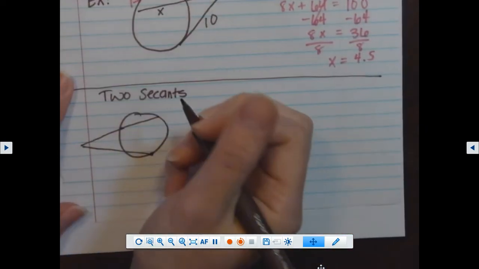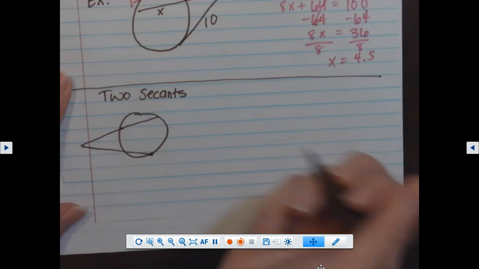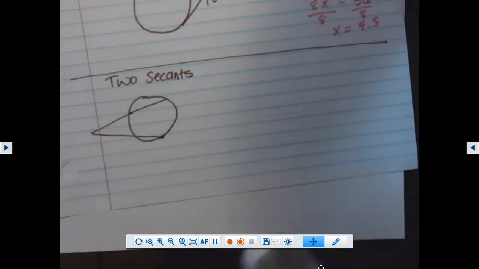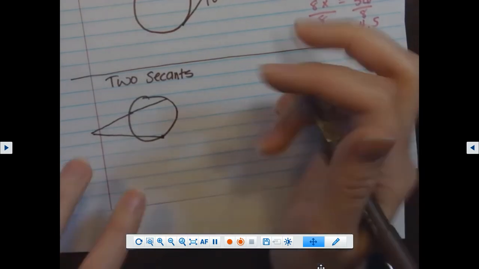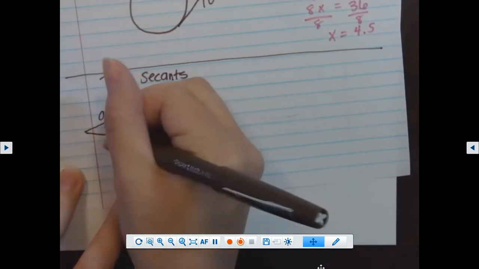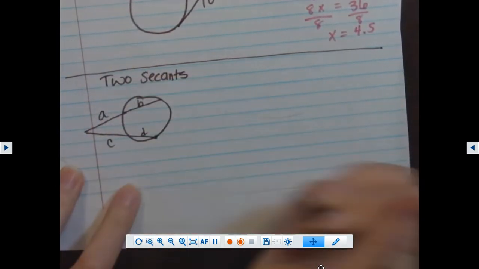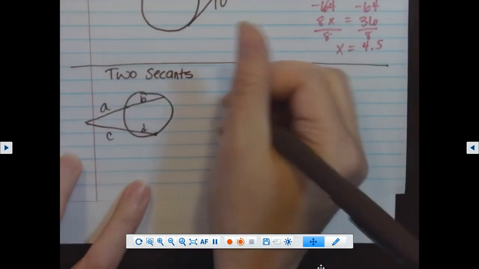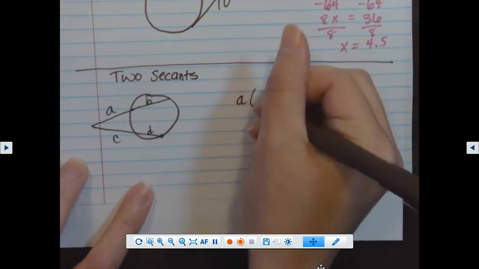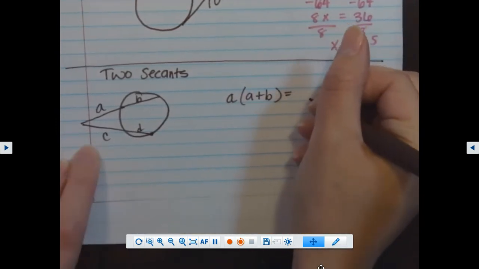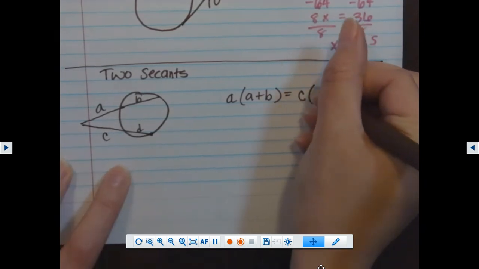Okay, so for this example, I'm going to just give you the property. Okay, thank you, Pi. I'm going to try and do this while holding him. A, B, C, D. So we would do the outside part times the whole thing. Again, you add them. Outside part times the whole thing.